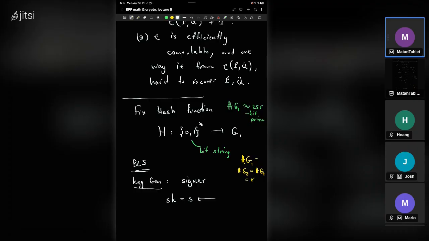So I have three groups of the same prime order R, and now I need to generate a secret key. I ask the signer to take uniformly at random an element s out of the integers modulo R. And the signer generates a public key. The public key is sG2.